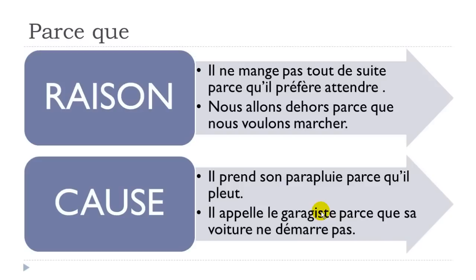Alright, so you can see the two main ways of using this parce que. The first one, the reason, in that case, well, it's something that refers to the person, okay? Actually, in that case, he doesn't eat because he prefers to wait, and then we go outside because we want to walk, okay? And then the second possibility, when you're talking about la cause, in that case, it's something that's not the result of what someone is doing, but it's raining in that case, and then the car doesn't start. It's not a result of the action of someone, okay? So that's the two main uses of parce que.